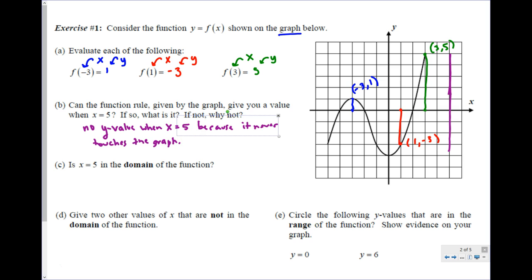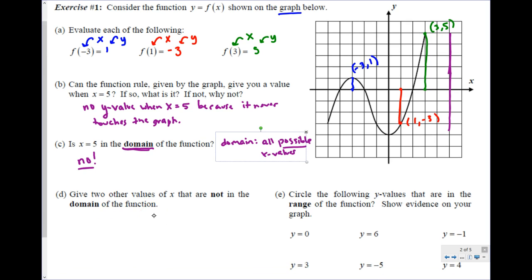Okay, so what does that mean? When we talk about question C, is x equals 5 in the domain of the function? The answer to this is no. It's not part of the possible input values. 5 is an impossible value to put into here because it has no output. So when we say something's part of the domain, remember, from the definition, it is all possible x values. And here, 5 is impossible. So when I give my answer to this question, I'm going to say, no, x equals 5 is not part of the domain. So D says, give two other values of x that are not in the domain.